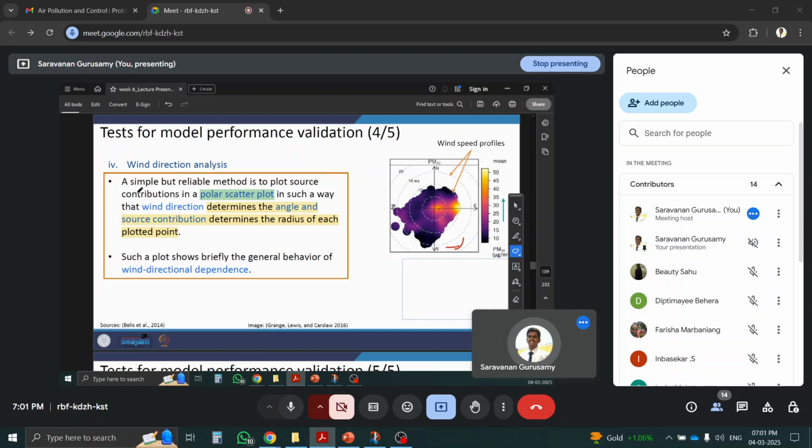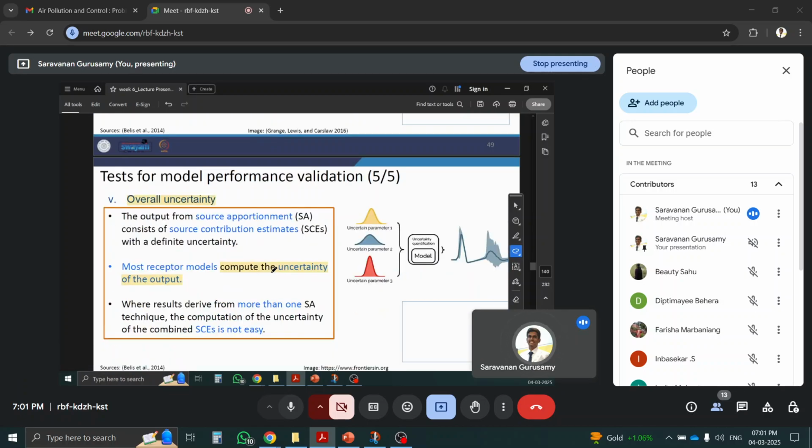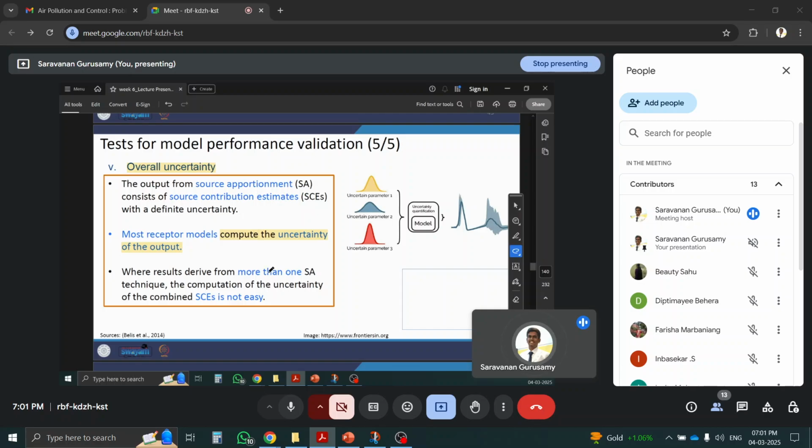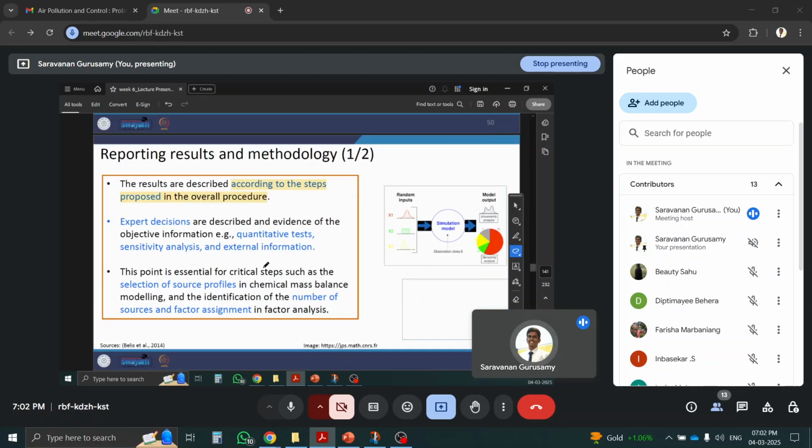A simple but reliable method is to plot the source contribution in a polar scatter plot. This is a polar scatter plot for wind directions. In such a way, the wind direction determines the angle, along with the source contributions. Then the overall uncertainty can also be computed and it should be incorporated into the model.